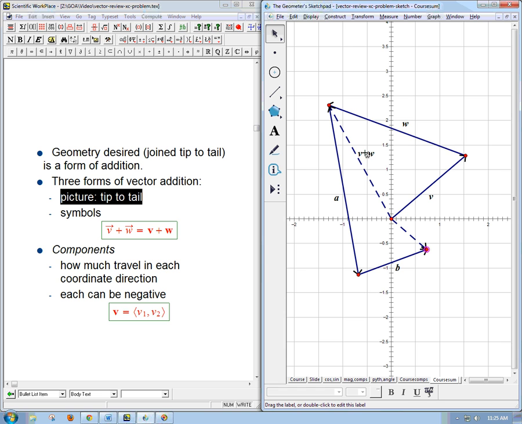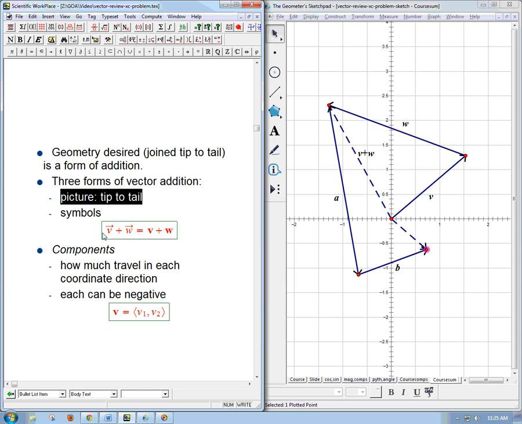The great thing is that it satisfies most of the properties of addition that we're used to, and we're going to get a very easy way to calculate it once we do a little bit of conversion. So in symbols, we just write it like ordinary addition. And then the third way is with components. So first I have to remind you about components, and then we're going to see how that has to do with addition.